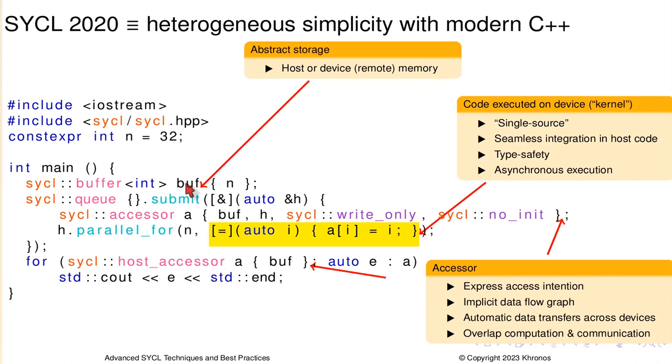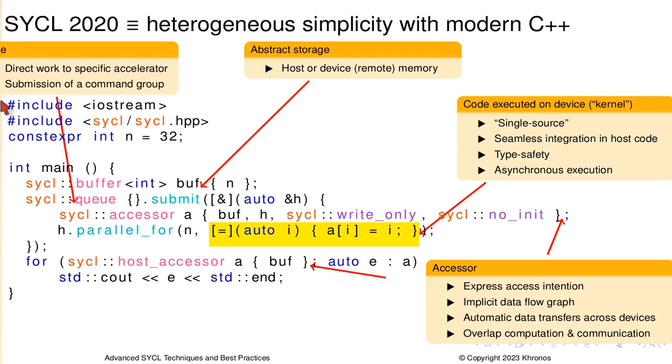What is interesting in SYCL is that it provides you automatic data transfer across devices. You do not have to specify that you want to copy data from device to host and so on. And automatically the runtime can overlap computation and communication for you, which is often the difficulty with some languages such as CUDA, for example.